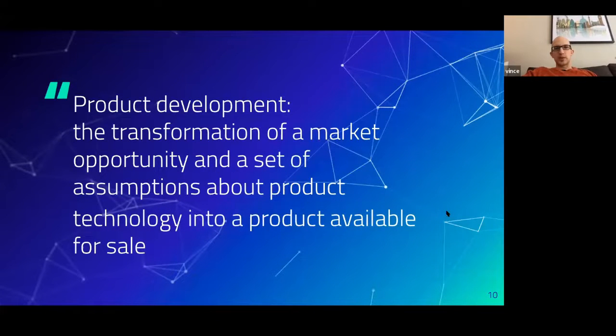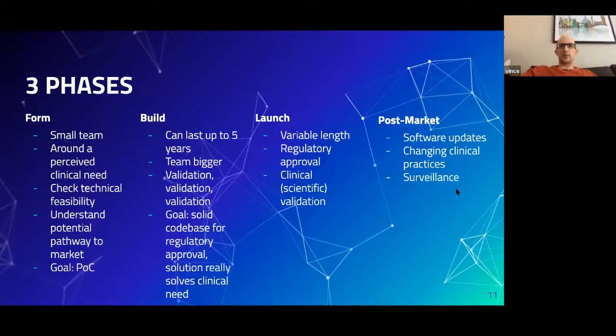Next slide. And how can we bridge this gap? There is a lot that we can do, but in the end, what is product development? Product development is the transformation of a market opportunity and a set of assumptions about a product technology into a product available for sale. So this gap is, in essence, a product development gap. And that's why we set out to help solve this. Next slide, please. We developed this framework, which has 3 phases, basically 3.5 phases.